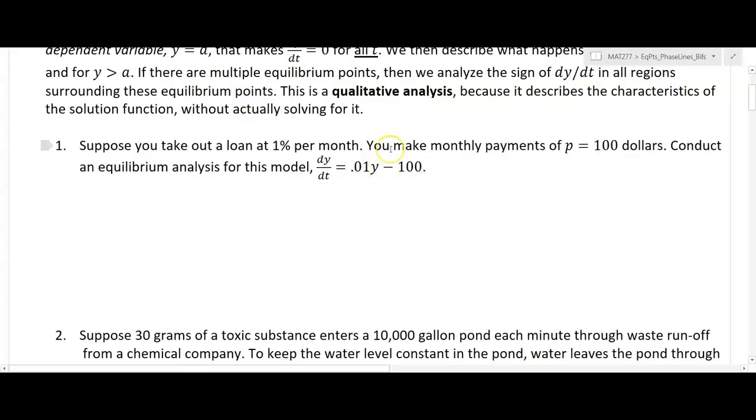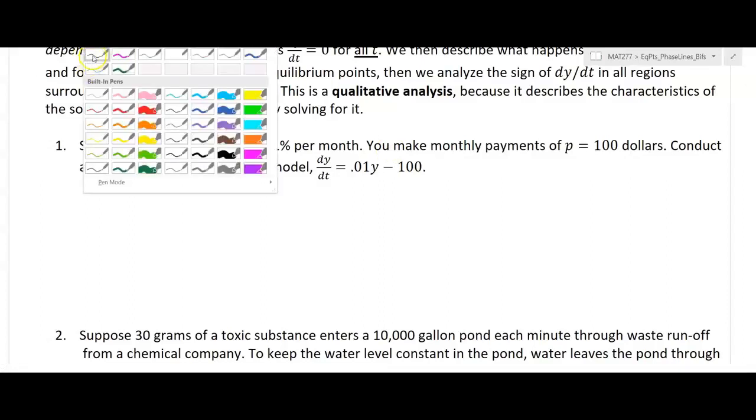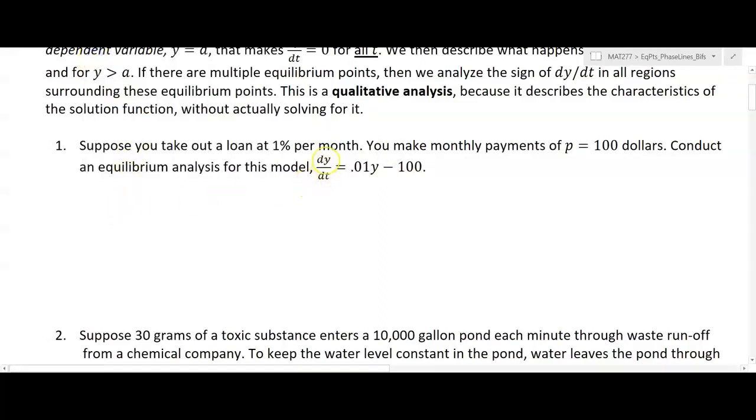You're basically paying it off. To conduct this equilibrium analysis, we want to find the values of the dependent variable, in this case called y, such that dy dt equals 0. So we want to solve this equation: 0 equals 0.01y minus 100. If we rearrange this simple equation, add 100 to both sides and divide by 0.01, we get y is equal to 10,000.